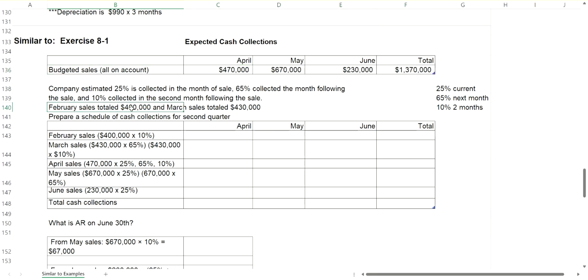Okay, so let's start with February sales of 400,000. So 25% would come in February. 65% would come in March. 10% would come in 2 months later in April. We're now into where we want to start with April. So February sales of 400,000, 10% is going to come in April. So that would be $40,000. Okay, so we'll bring it over to the total column here.